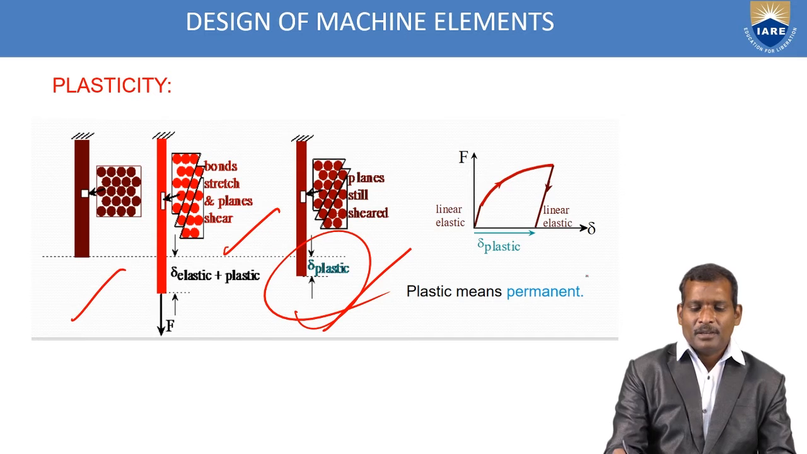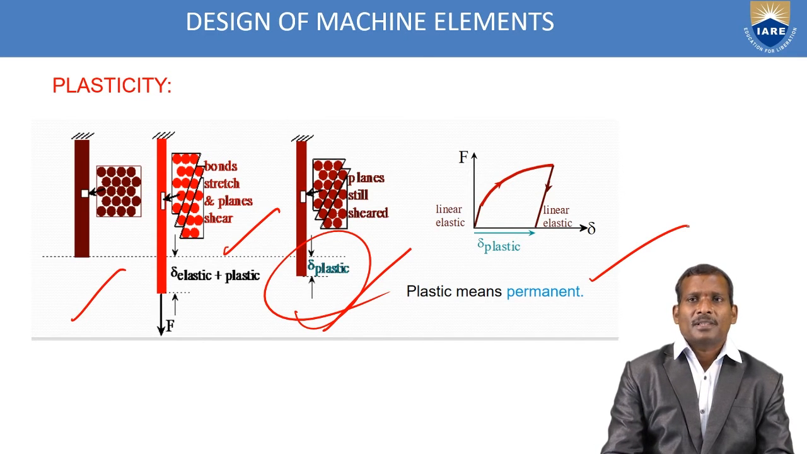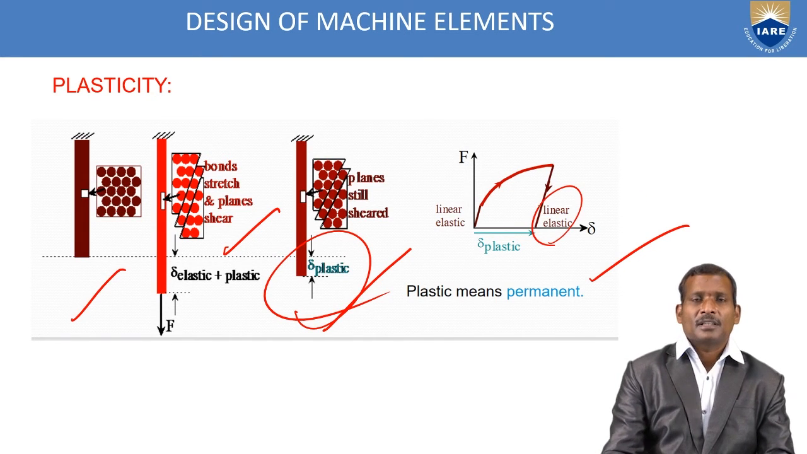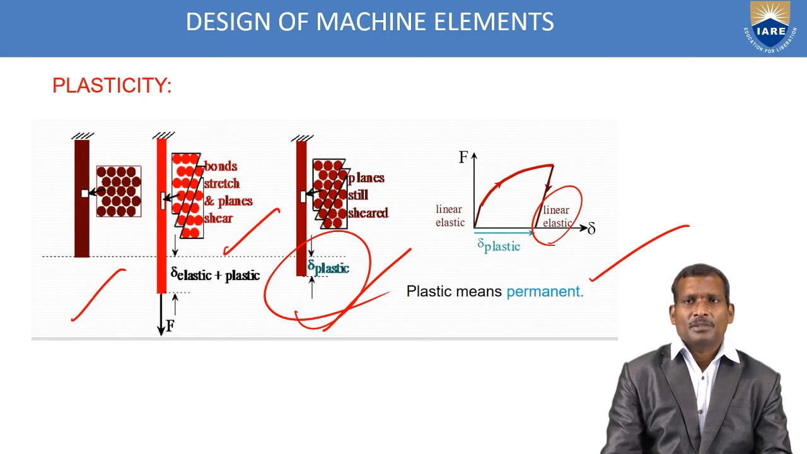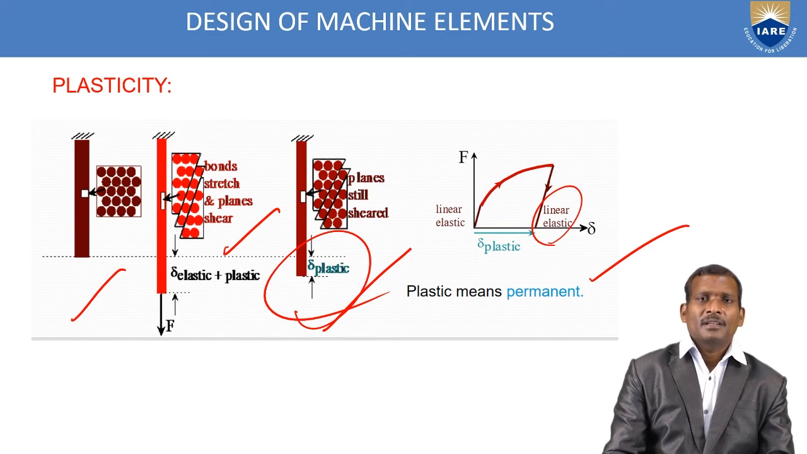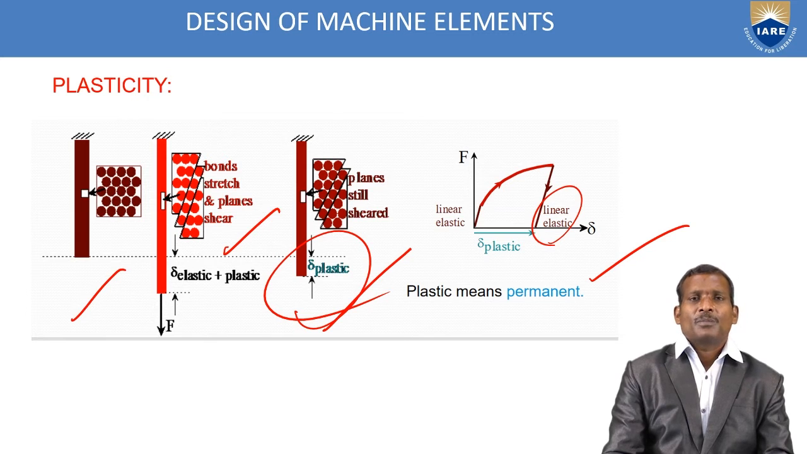Here the diagram shows linear elastic versus plastic deformation. Plastic means permanent. Up to linear elastic there is no permanent change. The force versus the plastic deformation: after this elastic limit, the material undergoes the plastic deformation stage.